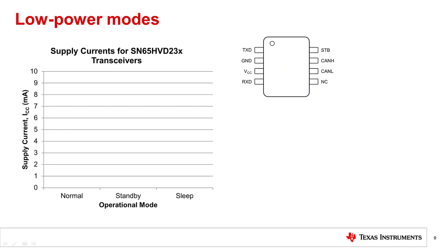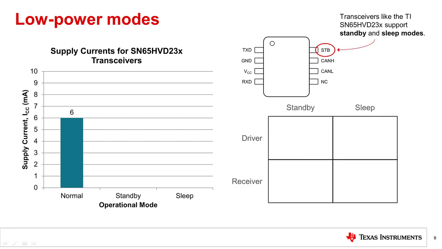In normal operation, CAN and CAN-FD transceivers consume some amount of supply current, which allows the driver and receiver to operate. The SN65HVD23X series typically consumes 6 milliamps of supply current, for example. Like many transceivers, however, this device series features standby and sleep modes, controlled via pin 8. When a device is placed into standby mode, the receiver remains active and behaves as a slave to the bus. The driver, however, is turned off.